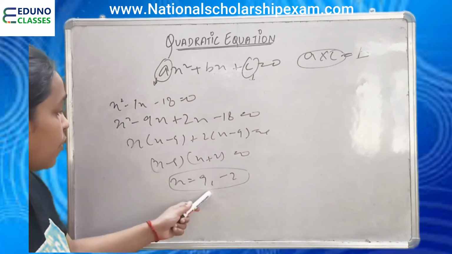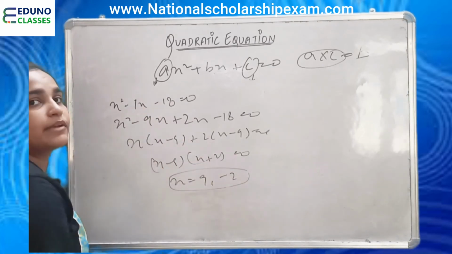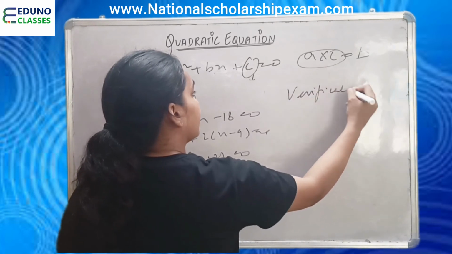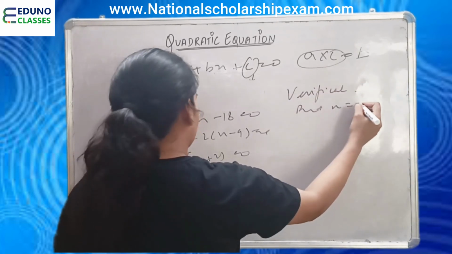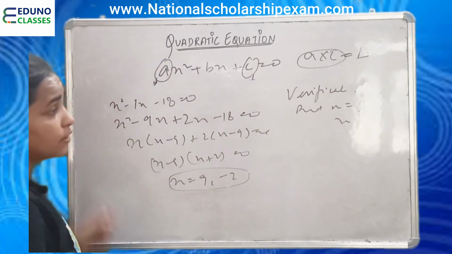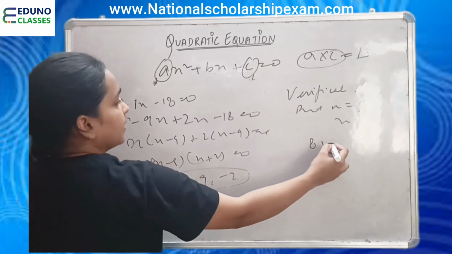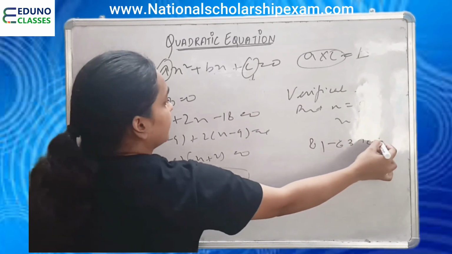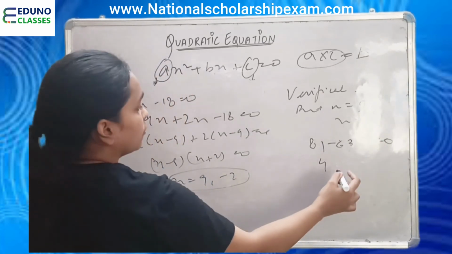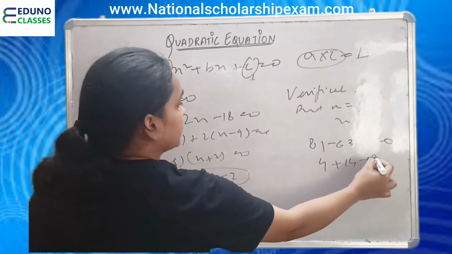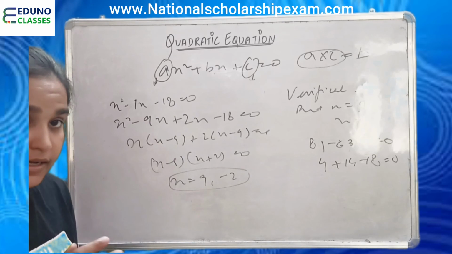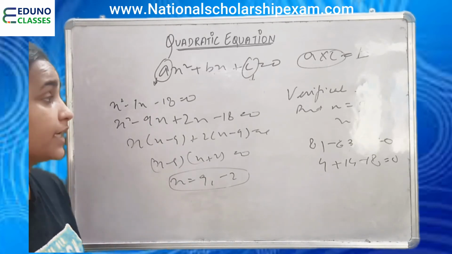Okay. So what are the roots of this equation? You will say 9 and minus 2. For verification, put x equals 9 and x equals minus 2. You will find that this equation is satisfied. Put x equals 9: 81 minus 63 minus 18 is 0. Again x equals minus 2: 4 plus 14 minus 18 equals 0. Okay, this is what I mean by solving for the roots of the quadratic equation.